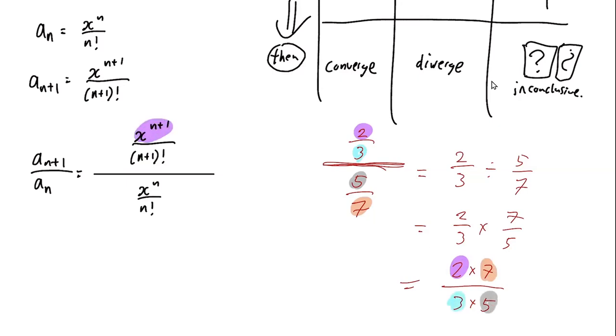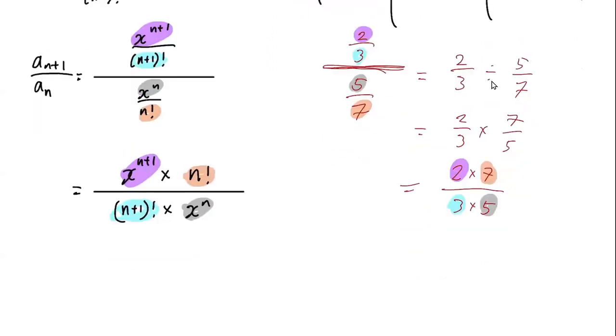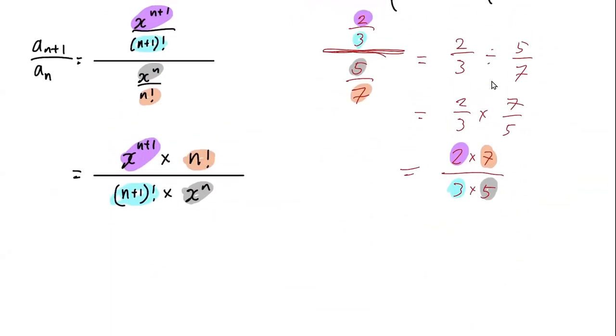So same thing here. Purple, blue, gray, and orange will be equal to what? Purple, x to the power n plus 1, multiplied by orange, which is n factorial, blue, which is (n plus 1) factorial, times gray, which is x to the power n. Color code. Okay, good. Then now we can proceed to simplify this. So what you notice is that x to the power n plus 1 and x to the power n, right?